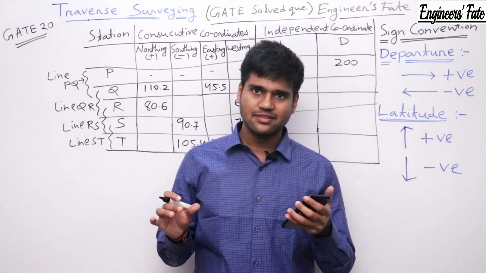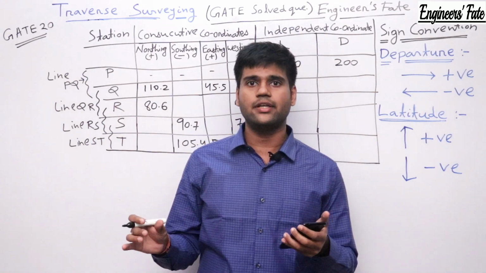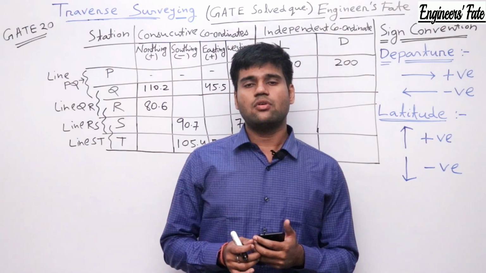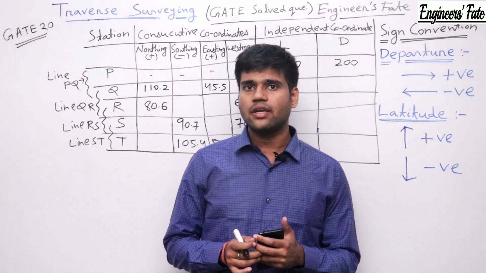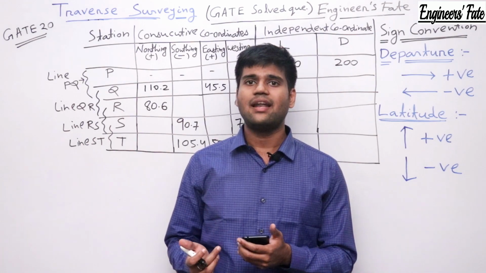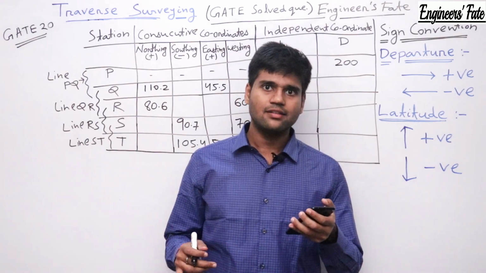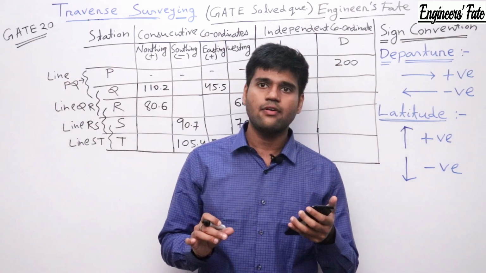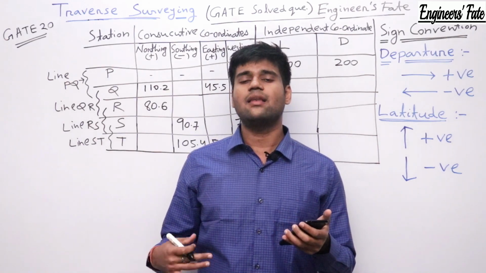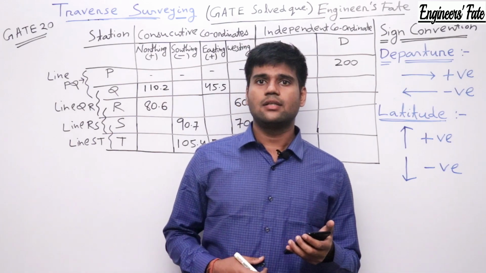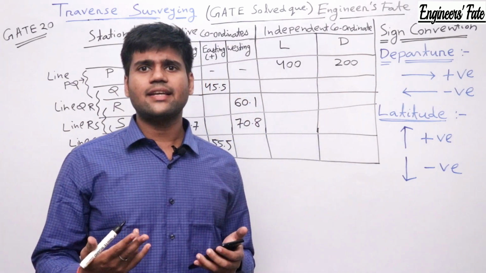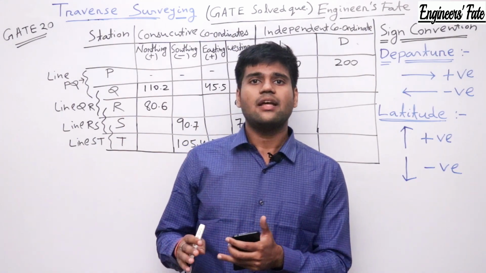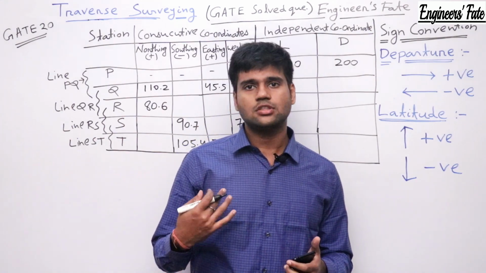So in the question, he has given the starting coordinates of the point, that is station P, coordinates he has mentioned as 400, 200 as latitude and departure values. So I have to find the coordinate of the point where I have ended my survey work. He has asked in the question the independent coordinates of station T where I will be ending my survey work. So there are two techniques. Let me tell you the concept behind this. After that I will tell you the shortcut.